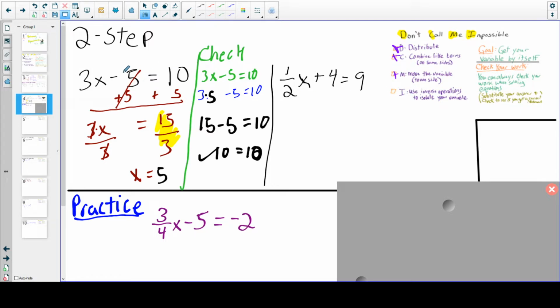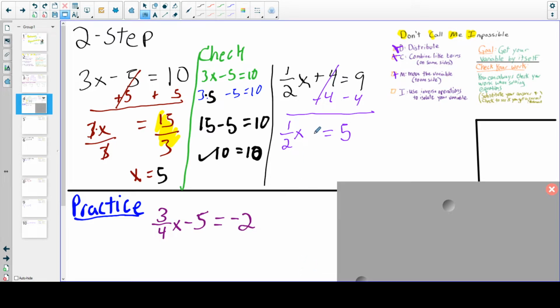In fact, these two examples are very similar. If I want to get x by itself, I need to move positive 4 to the other side. So let's start with the 4. The opposite of plus 4 is minus 4. And we get 1/2 x. 4 minus 4 is 0, so that goes away. And 9 minus 4 is 5.